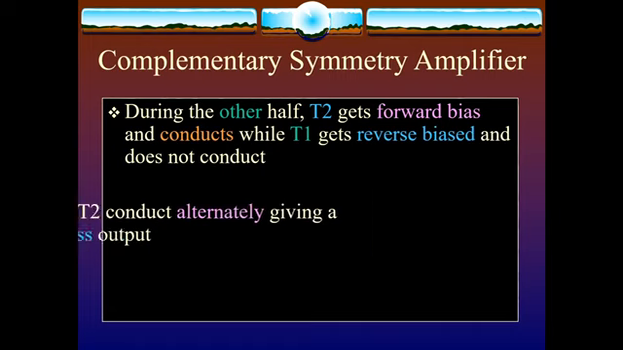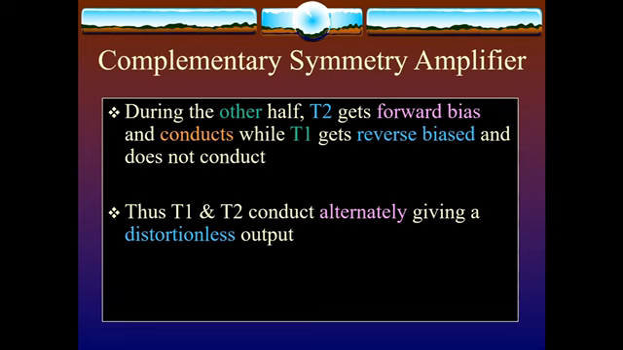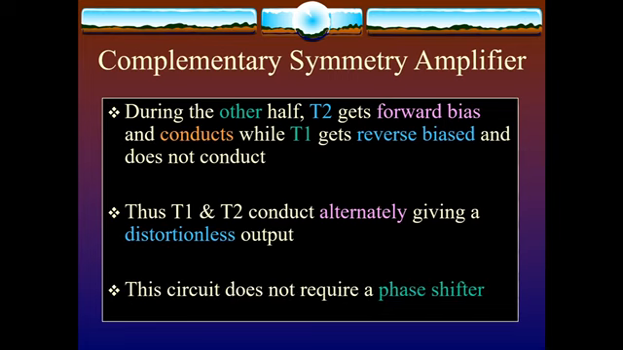Thus, T1 and T2 conduct alternately, giving a distortionless output. This circuit does not require any phase shifter. This is the advantage of the complementary push-pull amplifier. So next we'll see what crossover distortion is.